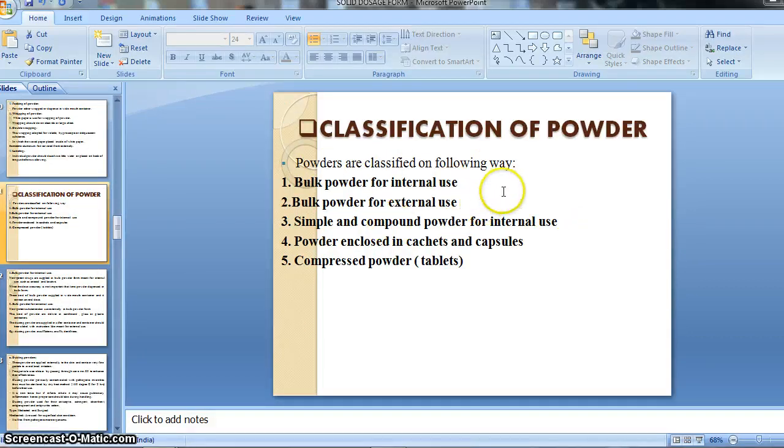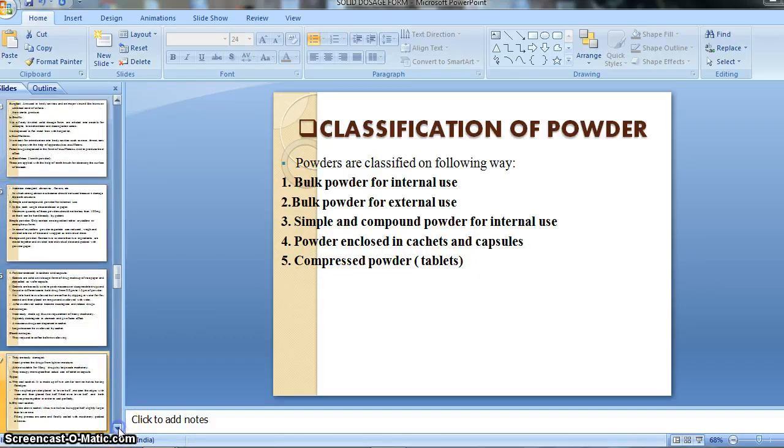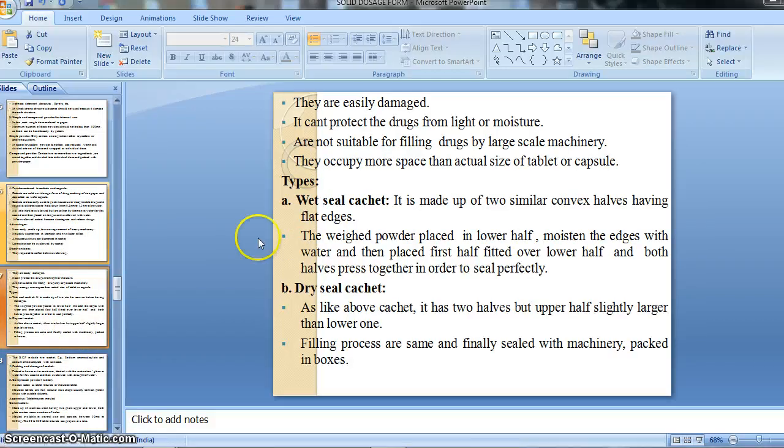Yesterday we saw the classification of powder dosage form, right? We covered bulk powder for internal use, bulk powder for external use, then simple and compound powder for internal use, right? And some portion from the powder enclosed in sachet and capsule, right? So let's begin.